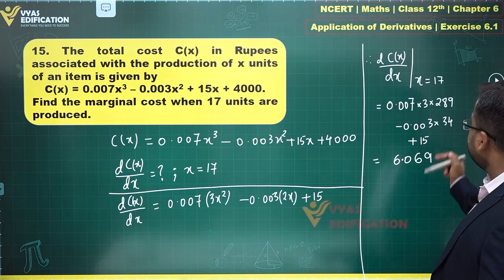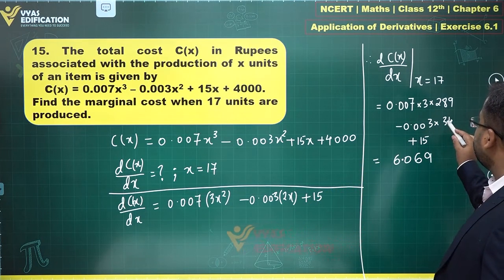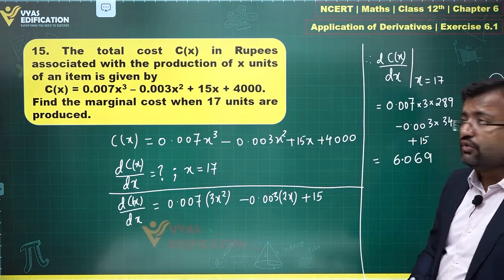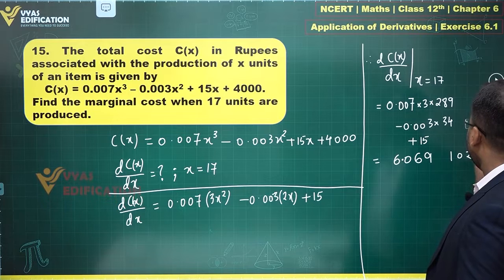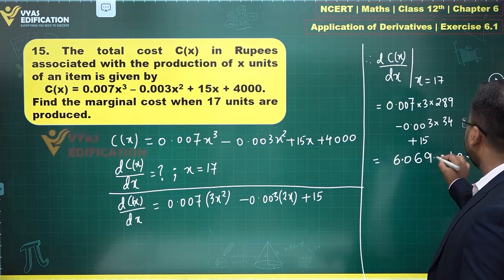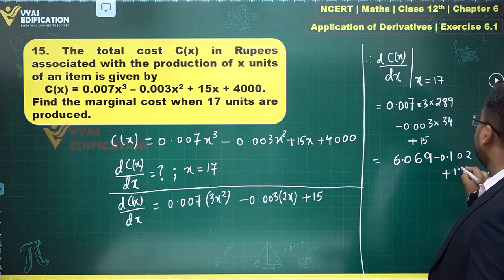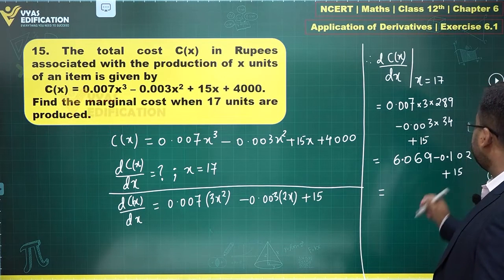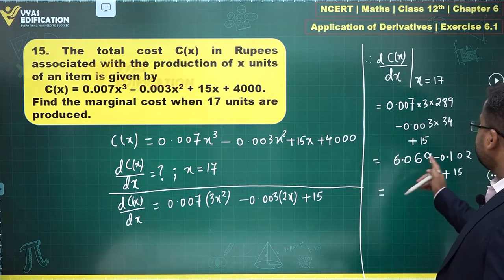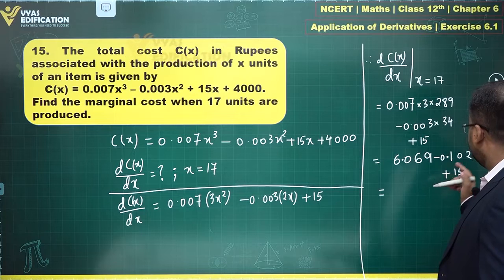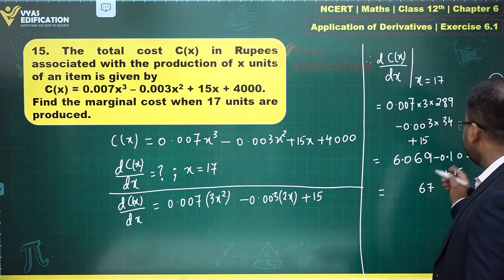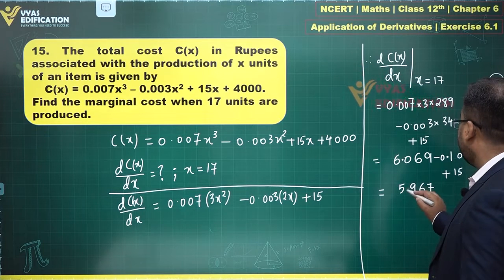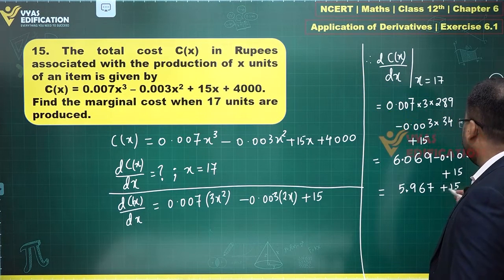What about this? 3 times 34 is pretty simple. This is 102 actually, and this will be 0.102 with a minus, plus 15 is what remains. Let's subtract these two. This becomes 6.069, 9 minus 2 is 7, 6 minus 0 is 6 and 60 minus 1 is 59. This is 5.967 plus 15, what does that give me?